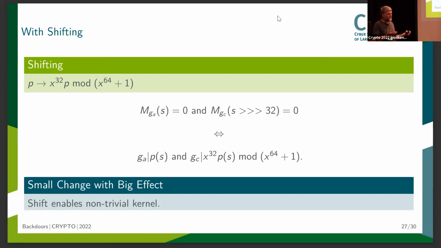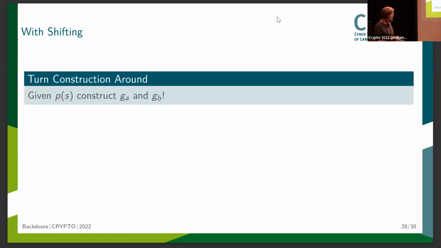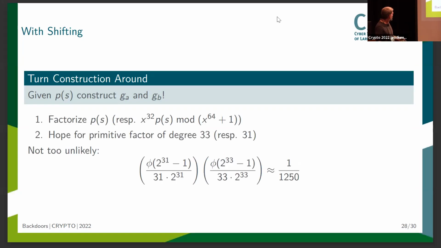Instead of starting with polynomials and trying to factorize them to see if they give a good polynomial, you start with a kernel element and try to find the corresponding feedback polynomials. Given P of S, we try to construct GA and GB so that this given key is mapped to 0. And that's easy. You take this polynomial PS and this other polynomial and just factorize it, and you hope that it has an irreducible, a primitive factor of the right size.